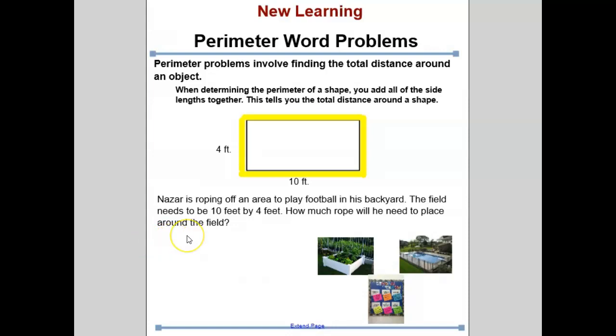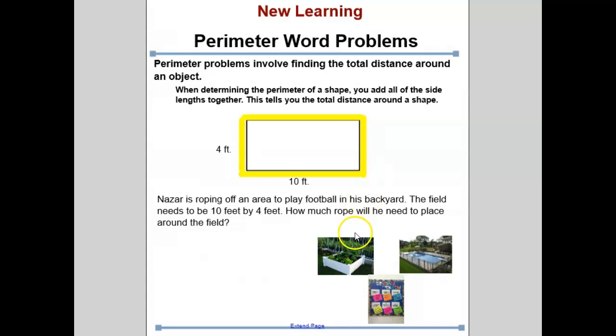So I know that this is a perimeter problem because Nazar is only putting the rope around the outside edges of the field. He's not trying to figure out the total amount of space covered. He's only putting the rope around the field. The word around tells me that he's putting it around a space. So I know perimeter word problems have to do with just finding the total distance around an object.